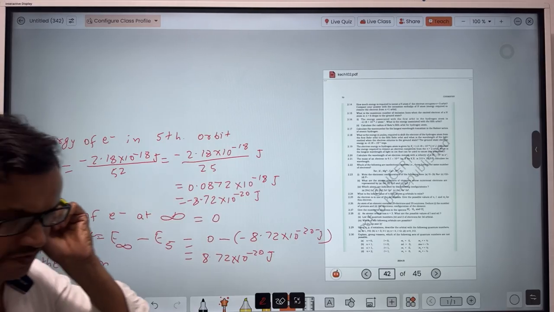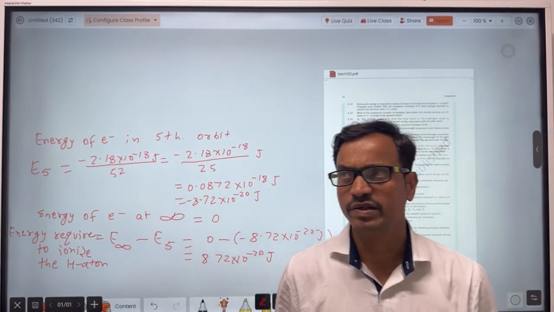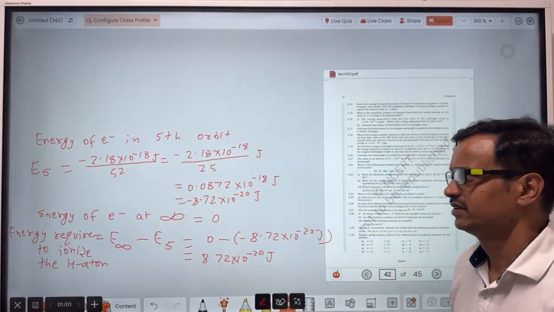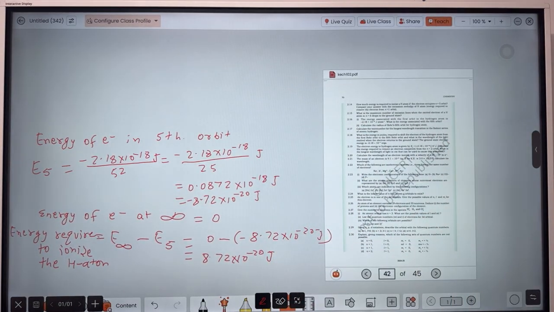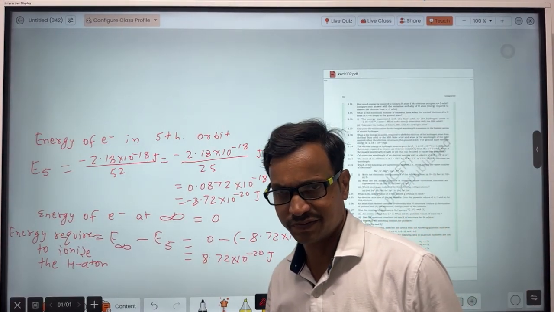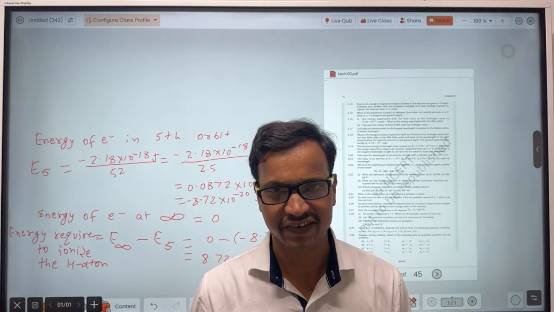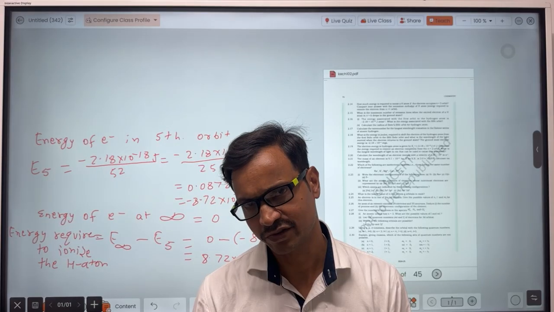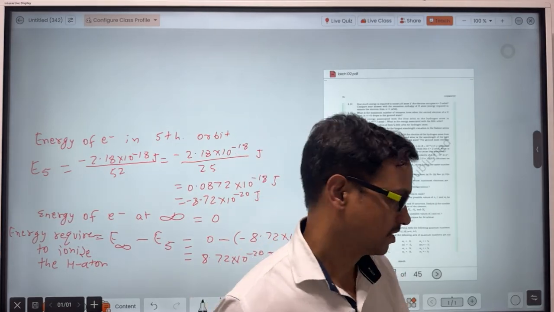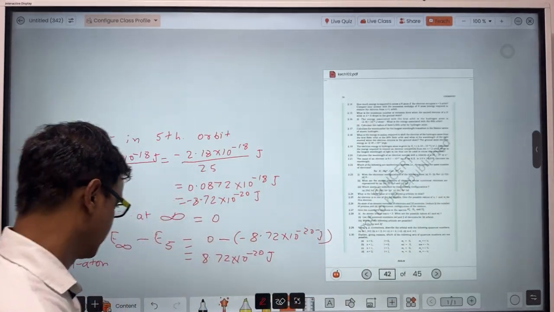So this will be the energy required to ionize the hydrogen when the electron present in the fifth shell jumps to infinity. To loosen the electron, when the electron is lost by the hydrogen atom, it goes to infinity where the energy of the electron will be 0. Now compare with ionization enthalpy.